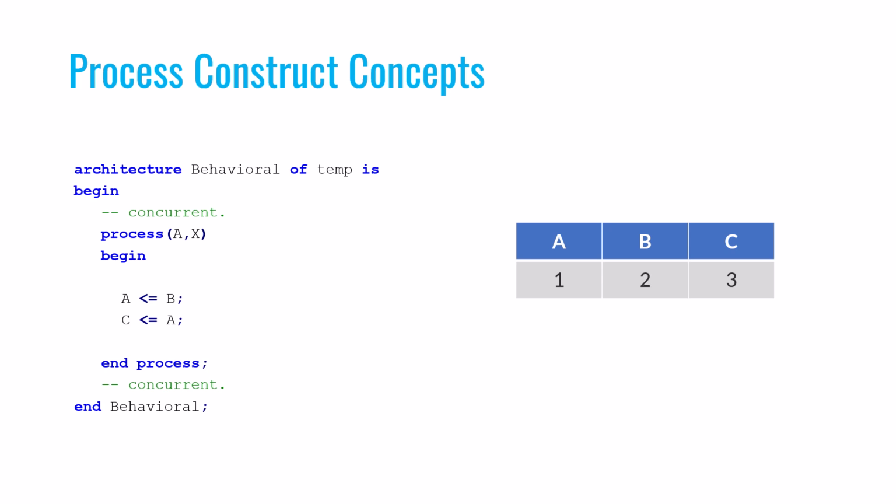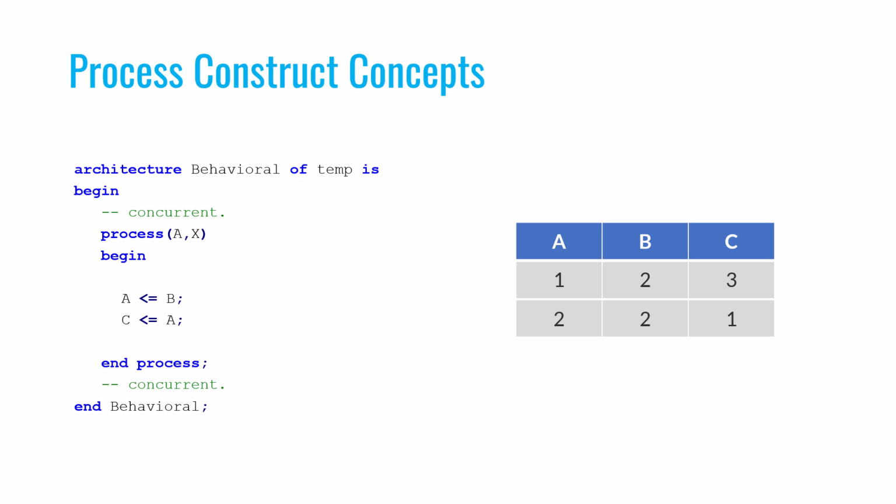Then since A is now 2, that value gets assigned to C, making C also 2. So you might expect all signals to be 2 after the process. However, what actually happens is different. As you can see, the values of A and B become 2, but C remains 1.